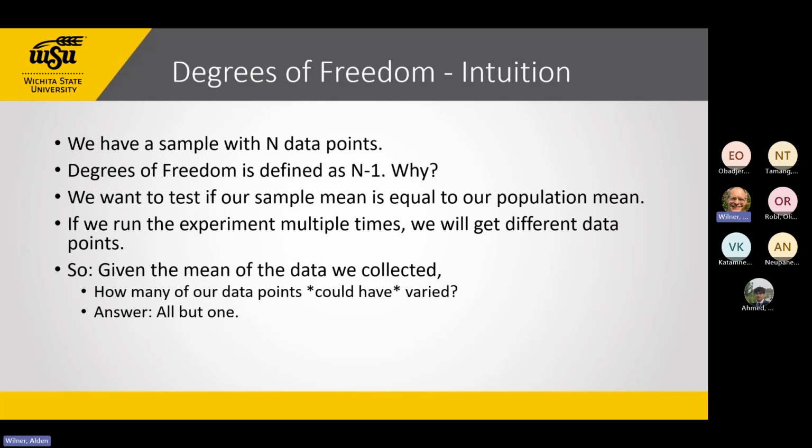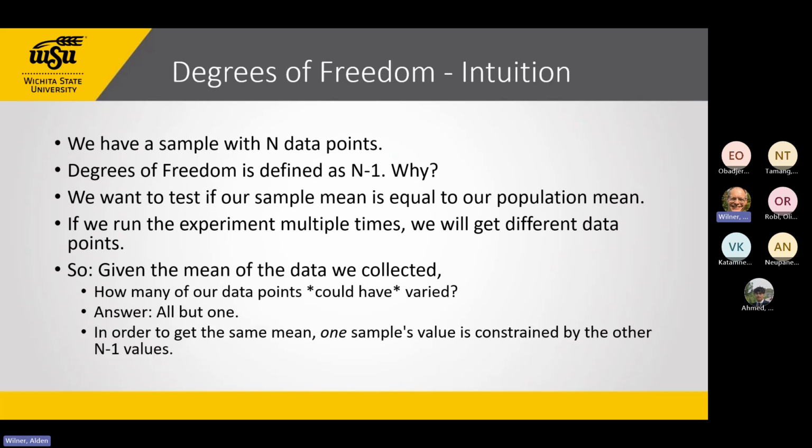Could have varied. And the answer is all but one of them, because if we move all of them to the right, then our mean moves, right? If we move all but one to the right and that one over to the left, then we get the same mean. So that last value is basically constrained by the first n minus 1. Otherwise, you would get a different mean. You would get a different result. So that's where we get the notion of degrees of freedom.